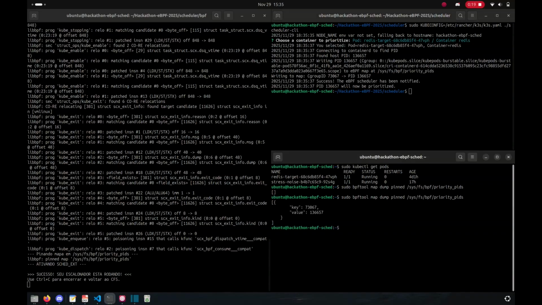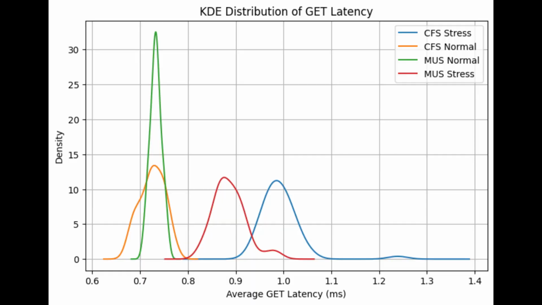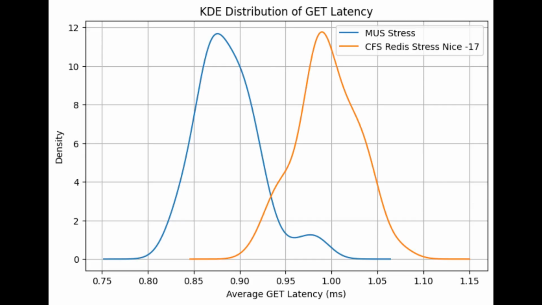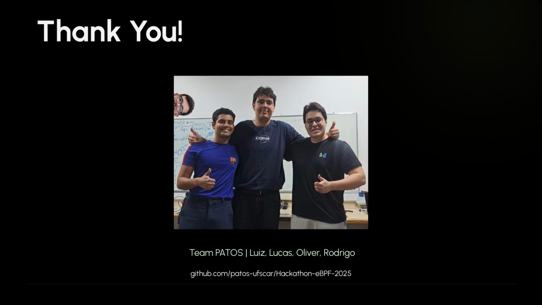We ran memtier_benchmark to compare vanilla CFS against SCXMUS, while the noisy neighbor was churning 100% CPU. Our scheduler successfully identified the Redis cgroup and protected its CPU slices, maintaining throughput stability where the default scheduler would have choked. We are Luis, Lucas, Oliver, and Rodrigo from Team Patos.